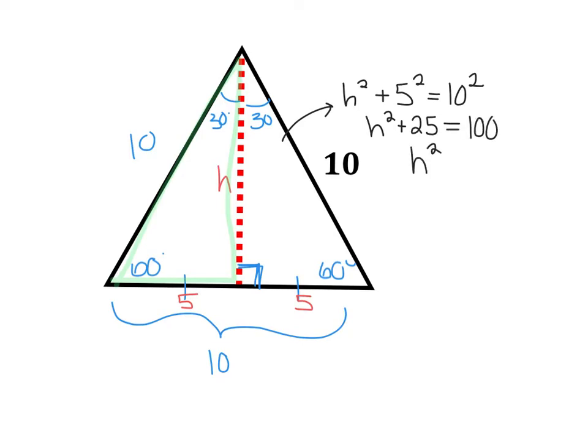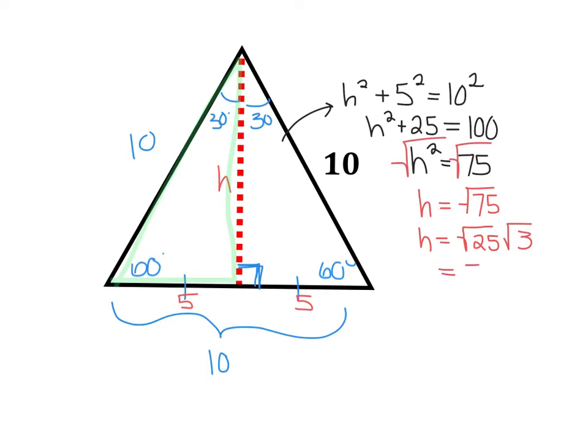Let's subtract 25 from 100, we get 75, and now I square root both sides to get h by itself, and typically I would get plus or minus the square root of 75. But because this is a side of a triangle, we don't want negative side lengths, so I'm not going to include the negative square root of 75. As always, let's simplify this. What perfect square factor is inside of 75? It's 25 times 3. The square root of 25 is 5, so 5 root 3.